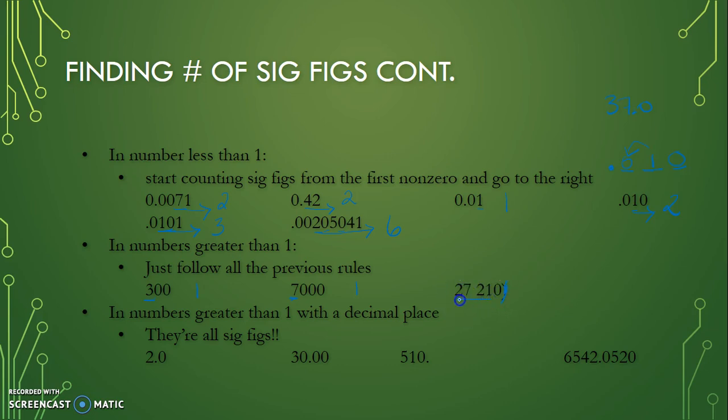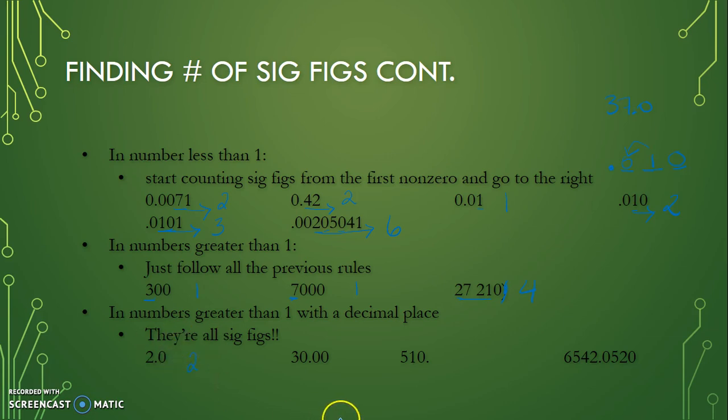All 4 of those are significant. This one, however, is not sandwiched, so it just has 4 sig figs. Now, I can make your life super easy. If you have a number that's greater than 1 with a decimal place, then they're all sig figs. There is no need to stop and think about anything. This one, greater than 1, got a decimal place, count all the digits.